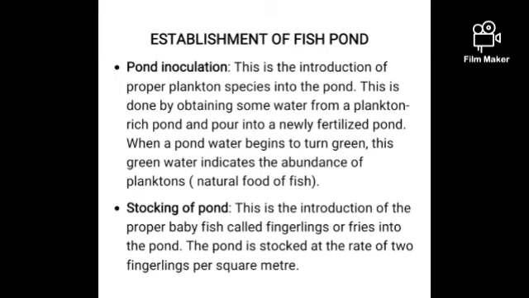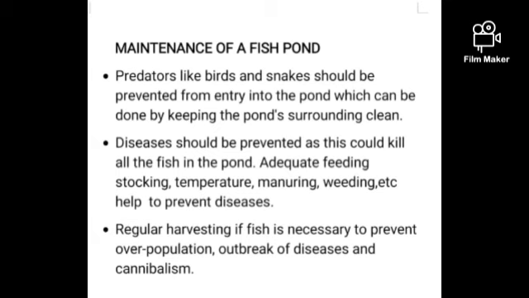After that, we have pond inoculation. Pond inoculation is just the introduction of proper plankton species into the pond. This is done by obtaining some water from a plankton-rich pond and pouring it into a new fertilized pond. When the pond water begins to turn green, this green water indicates the abundance of planktons, which are natural food of fishes. To keep the water green, fertilizer is added into the pond every week. We also have stocking of pond. Stocking is just the introduction of proper baby fishes, which we call fingerlings or fry, into the pond.